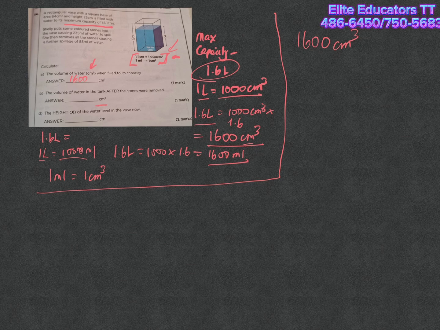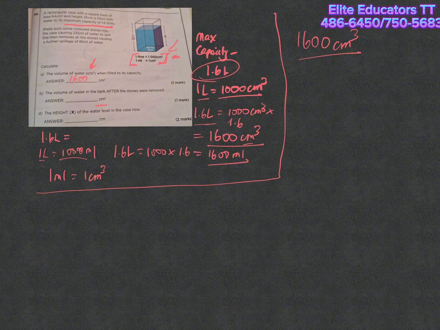Again, some students might work with ml because they see liters, they see volume, they see units of measurement of a liquid, and they will automatically switch to ml. But we have to answer what the question asks us for. So 1,600 cm cubed is the total, but let's see how much was lost.